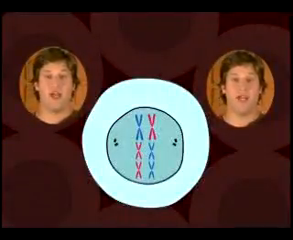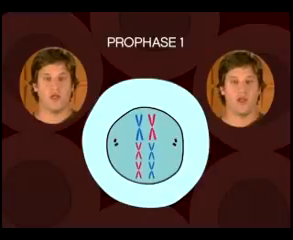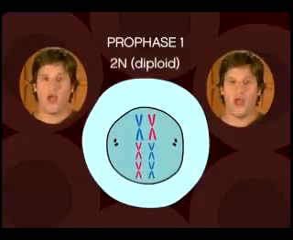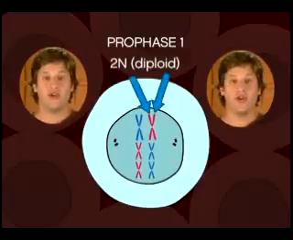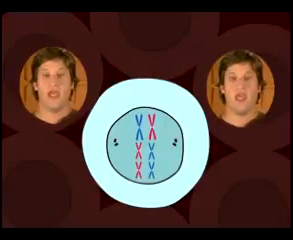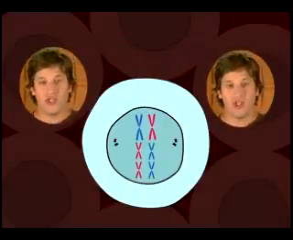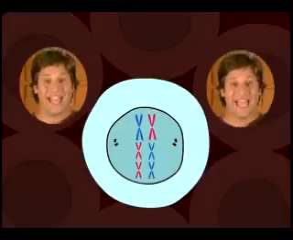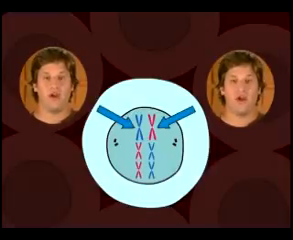The first phase of meiosis 1 is called prophase 1. At this point, the cell is 2N, diploid, with 2 identical chromatids per chromosome. Now check this out. In meiosis, the chromosomes don't just come together, they also line up in pairs called homologous pairs, or homologous chromosomes. Let's make sure we understand what homologous chromosomes are.